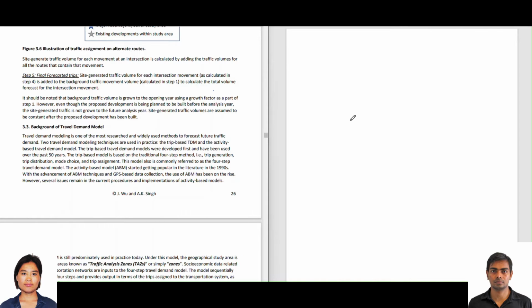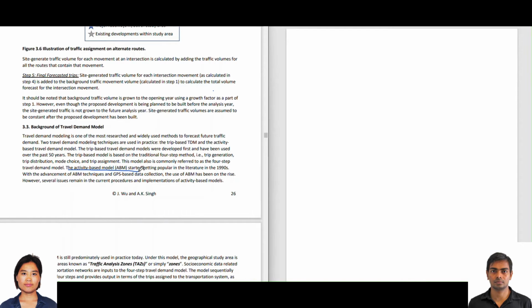So let's look at the background of travel demand model, which is the theoretical basis for travel demand model. There are two travel demand models that are heavily used. One is called trip-based travel demand model, also known as four-step travel demand model, and the second one is activity-based travel demand model.